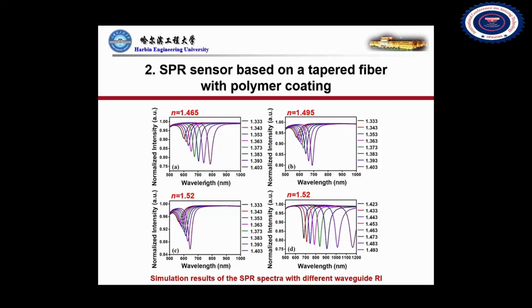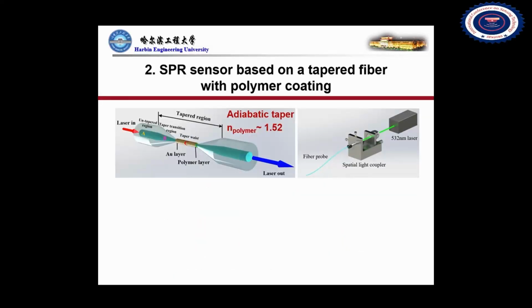The spectra of the proposed SPR sensor with different waveguide refractive indexes are simulated by the Fresnel equation. It can be seen that the sensitivity of the optical fiber SPR sensor is higher in the high refractive index range. Increasing the refractive index of the waveguide and reducing the difference between the refractive index of the waveguide and the sample can improve the refractive index detection range of the sensor and further improve its refractive index sensitivity. The probe is prepared with an adiabatic taper to reduce transmission loss.